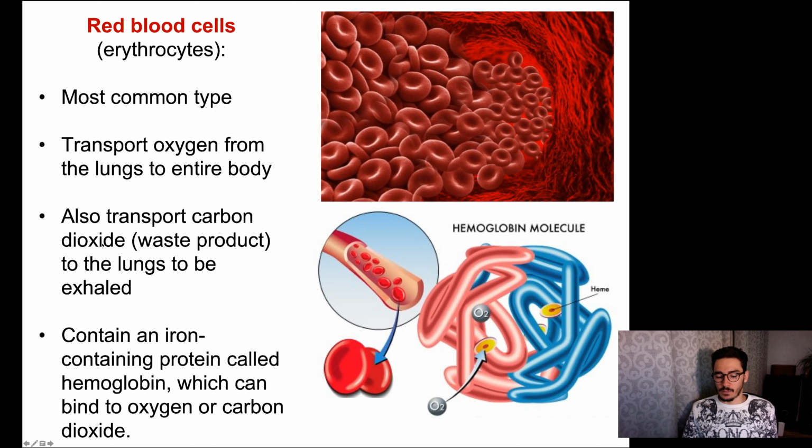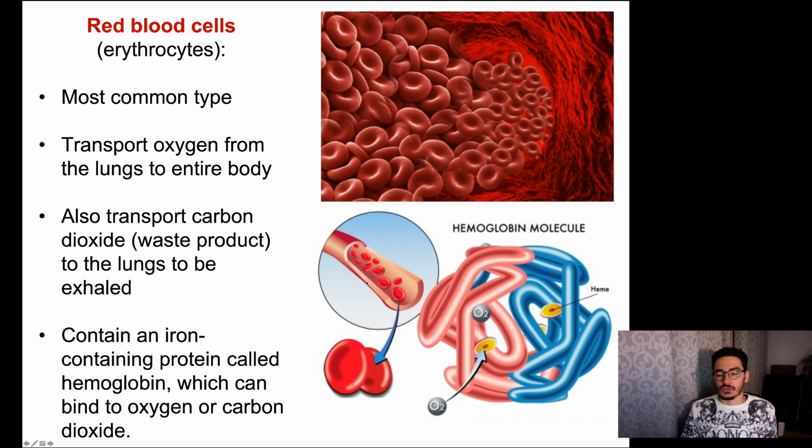When you have cellular respiration inside the cells, they produce carbon dioxide, and this carbon dioxide has to be removed from your tissues, and this is done by your red blood cells. Also some portion of carbon dioxide is dissolved in plasma, and then it's removed in the lungs.